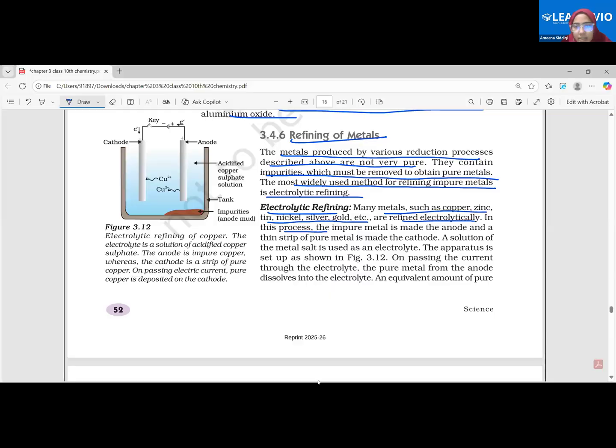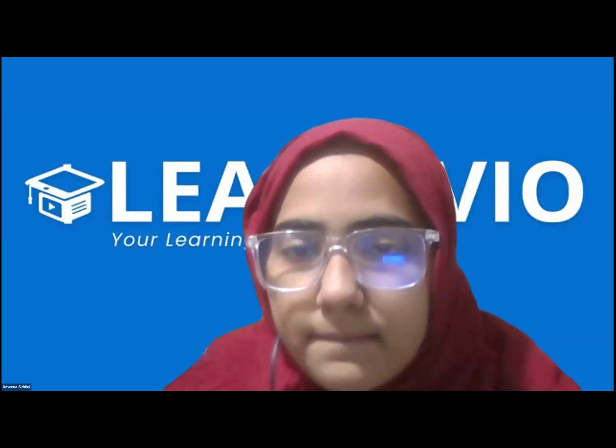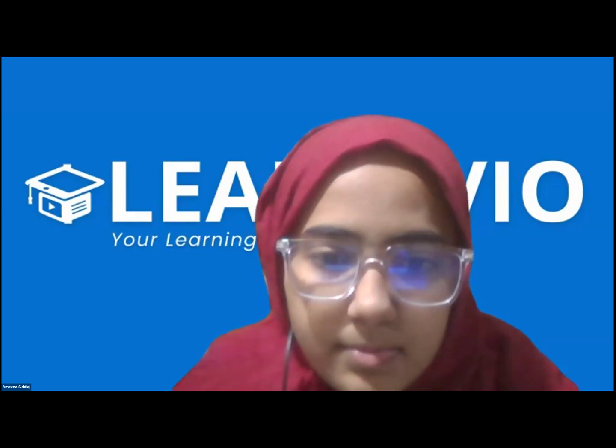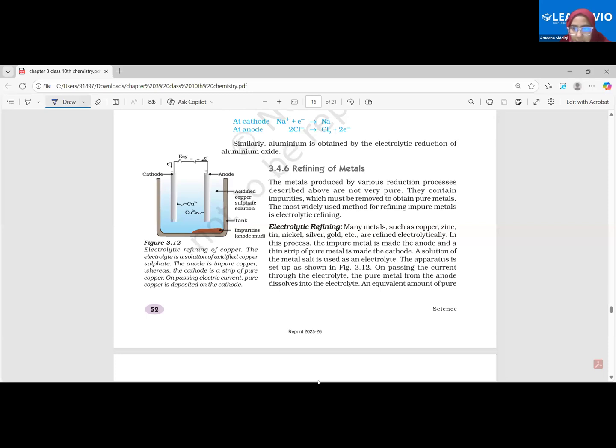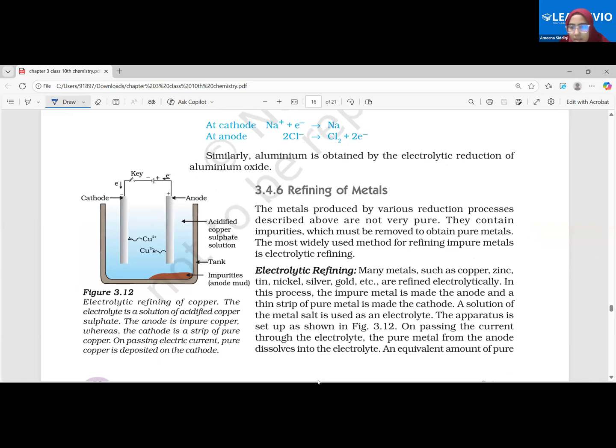See here. Let's quickly go through this. The impure metal is made the anode, and a thin strip of pure metal is made the cathode. A solution of the metal salt is used as an electrolyte. Very important. The apparatus is set up like this.